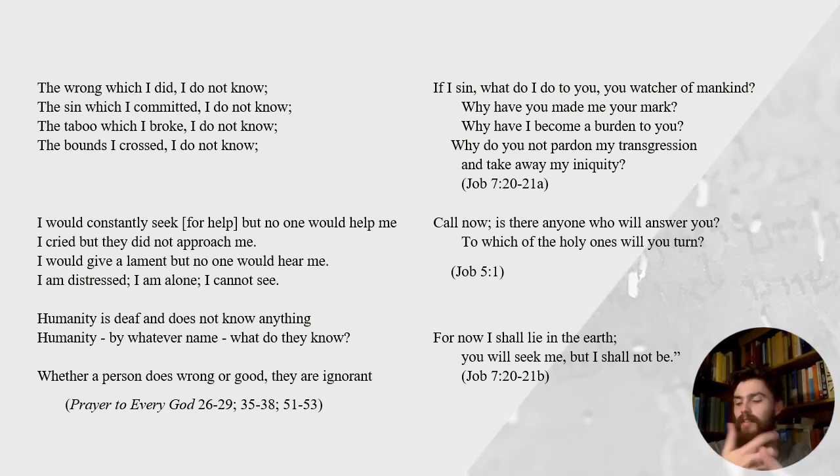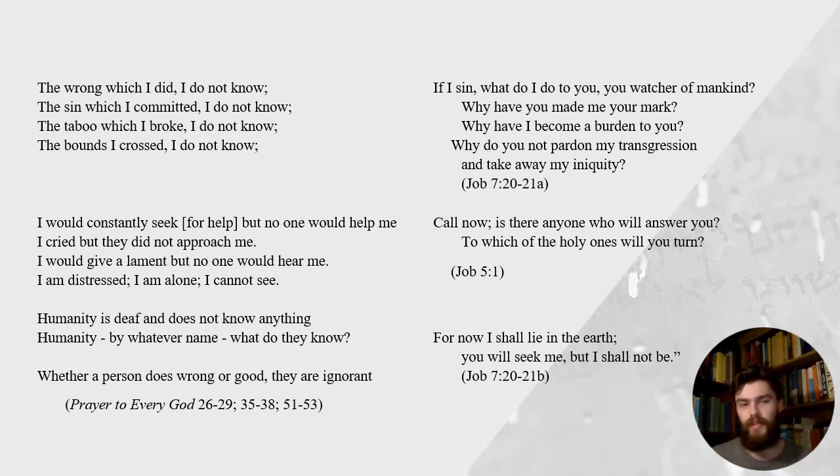And so this is an example in the Bible of people who, before the law is revealed, are struggling with this concept. Read in the Prayer to Every God: "The wrong which I did I do not know. The sin which I committed I do not know. The taboo which I broke I do not know. The bounds I crossed I do not know." And this is similar in Job 7, where Job says, "If I sin, what do I do to you, you watcher of humankind? Why have you made me your mark? Why have I become a burden? Why do you not pardon my transgression and take away my iniquity?" This idea of, I don't know what I've done to you to deserve this, sort of a thing.